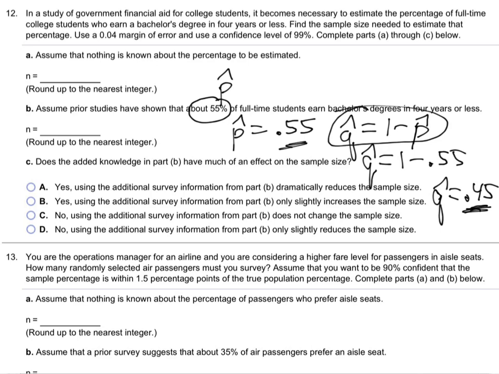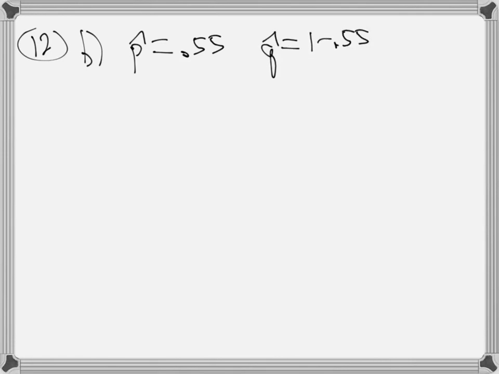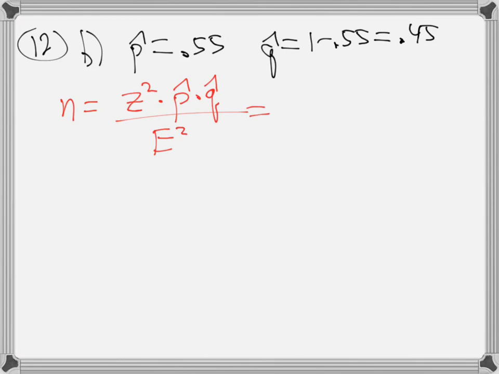And now we stick them in that formula. So I'm going to get a fresh screen here. On number 12, part B, they're telling me P hat is 0.55. So I calculate Q hat as 0.45. And then I write the formula. It's going to be Z squared times P hat times Q hat over E squared. So let's plug this stuff in.